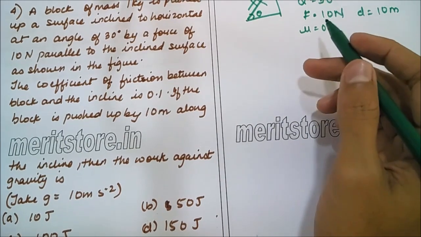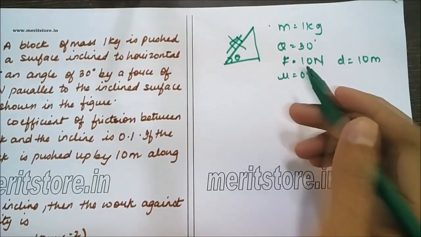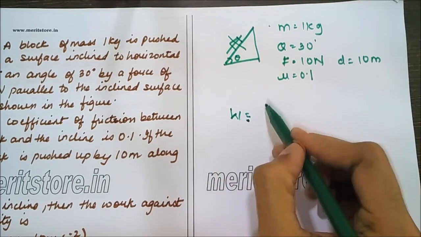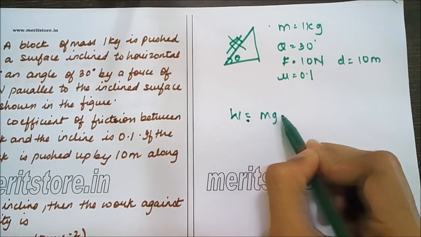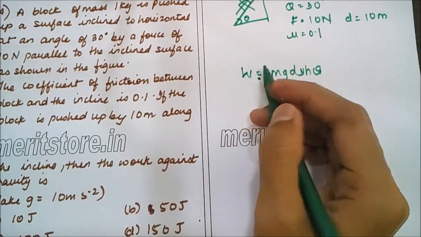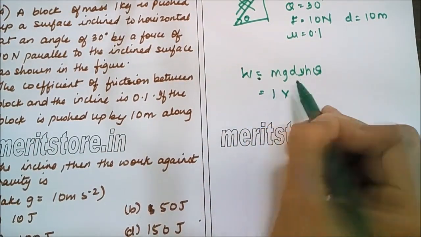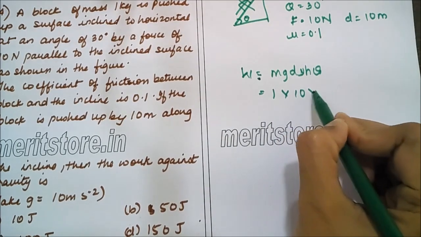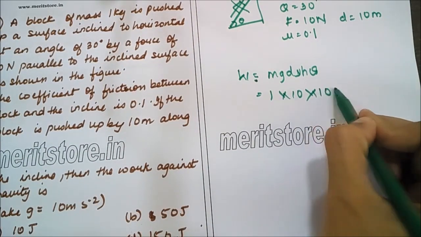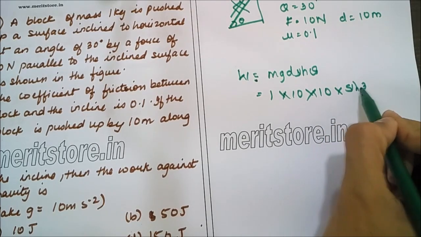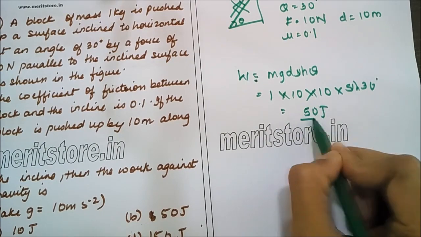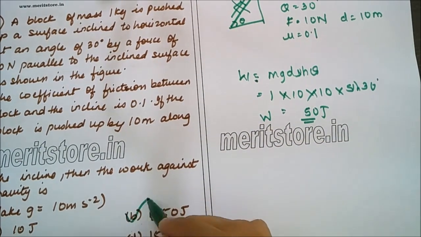So the work done against the gravity is W, which is equal to mg d sine theta. So m is 1, into g is 10, into the distance d is again 10, into sine of 30 degrees. So that gives you the answer to be 50 joules. So 50 joules of work is done. So B is the correct option.